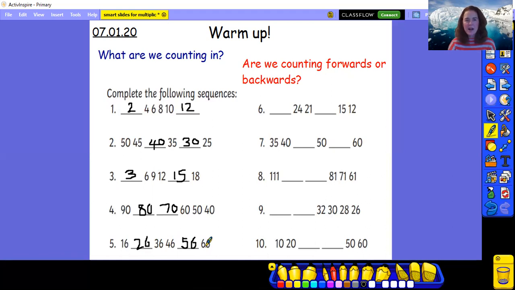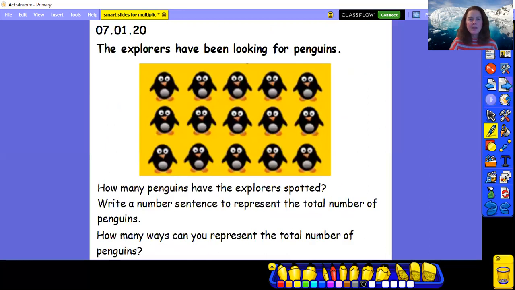So brilliant work. That's a good reminder to always have your 100 square ready, because it's such a useful tool for when we're counting. Okay, let's look at today's learning then. So we are looking at some more multiplication challenges, and I've got a little problem here for you. There's some penguins on the screen. The explorers have been looking for penguins, and this is what they have spotted.